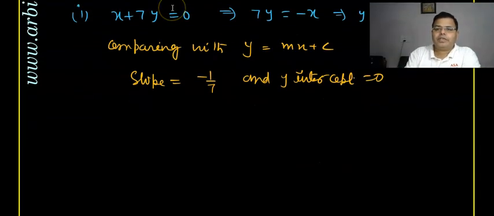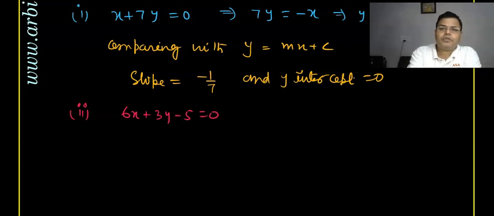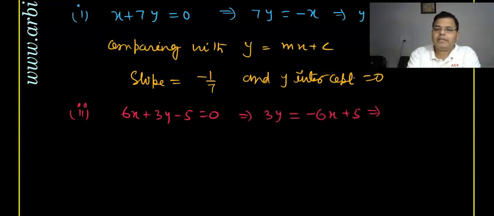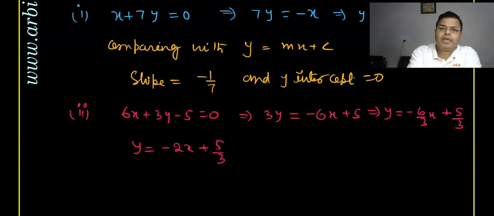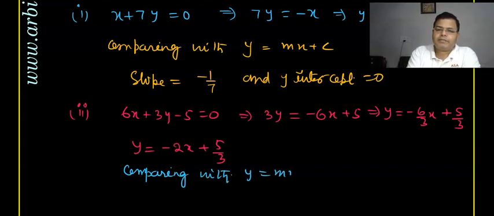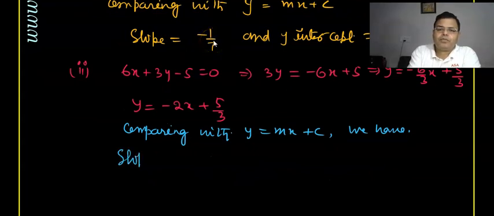Right, now the second question. It is written that 6x plus 3y minus 5 is equal to 0. So we can again write this as 3y is equal to minus 6x plus 5, and therefore y is equal to minus 6 by 3 x plus 5 by 3. That is y is equal to minus 2x plus 5 by 3. Comparing with y is equal to mx plus c, we have slope of line is minus 2 and y-intercept is 5 by 3.